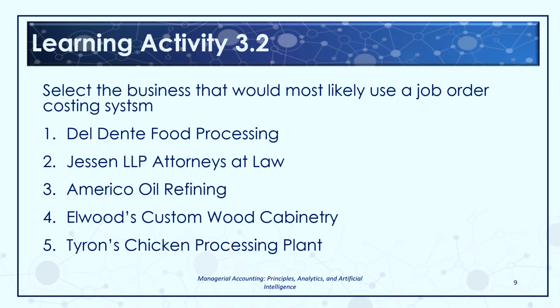Now let's apply the concept. This slide asks you to identify which business would most likely use a job order costing system. Think about which business produces custom products rather than mass-produced, identical products. Pause here and work through the activity. Once you've finished, check your answers with the solutions provided in the back of Chapter 3.